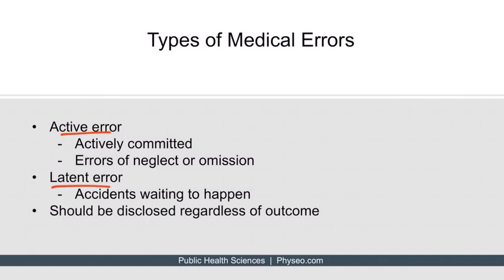Active errors have an immediate impact and include errors that are actively committed, such as operating on the wrong limb. This category also includes errors of negligence or omission. For example, failing to scan a patient's barcode before administering a medication.